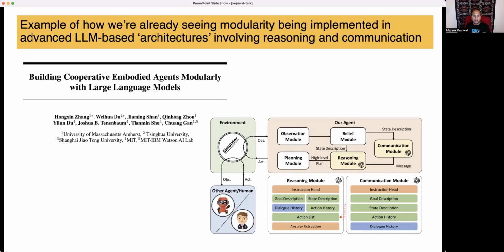And so can we get these embodied agents to cooperate modularly, and communicate and reason and do all of those things to solve this task effectively? And we're starting to see this modular architecture being applied. This was just published earlier this year. So it's already new. There aren't too many papers like it because it's complicated to build these modular agents that have several modules within them. But we're already starting to see this in implementation.